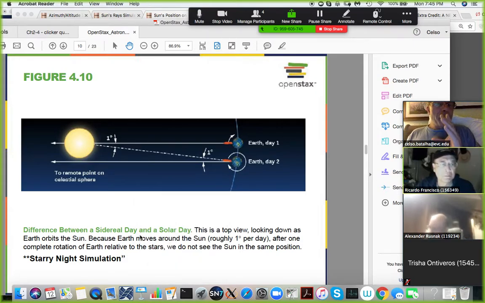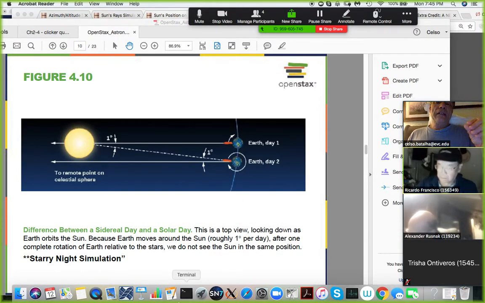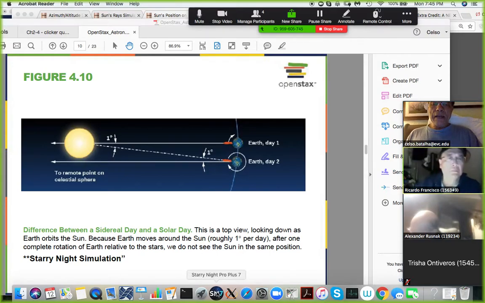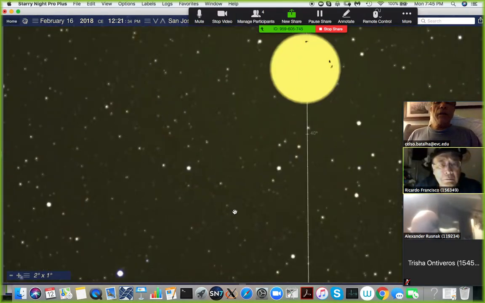Now, the sidereal day is how long it takes Earth to complete one spin around its axis of rotation, and this is slightly less. It's 23 hours and 56 minutes. So let me show in this animation here what I mean by that. So this is Starry Night.